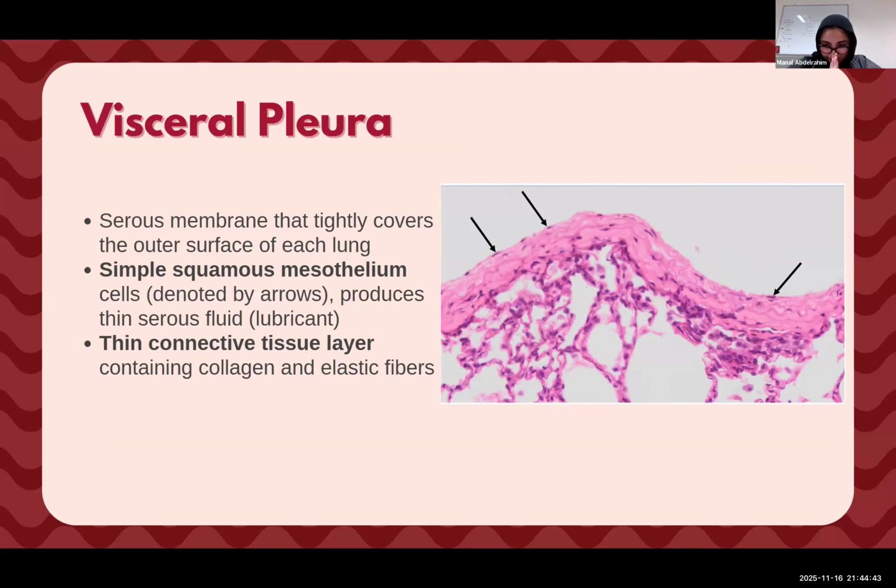and it's going to produce a thin amount of serous fluid. And this serous fluid is going to act as a lubricant, and it just really facilitates the movement. Okay. And it also has a thin connective tissue layer, and it's going to contain collagen, and it contains elastic fibers. Most important part is the type of epithelium.